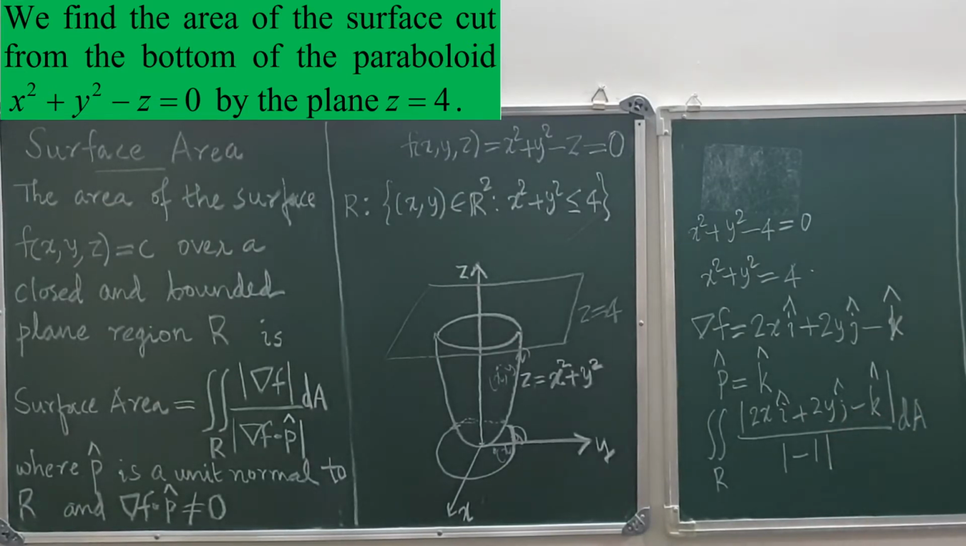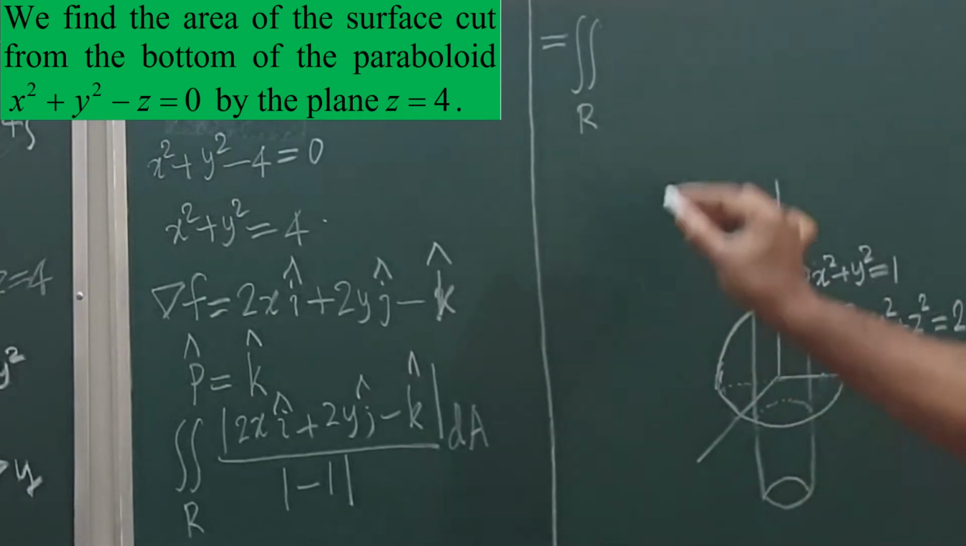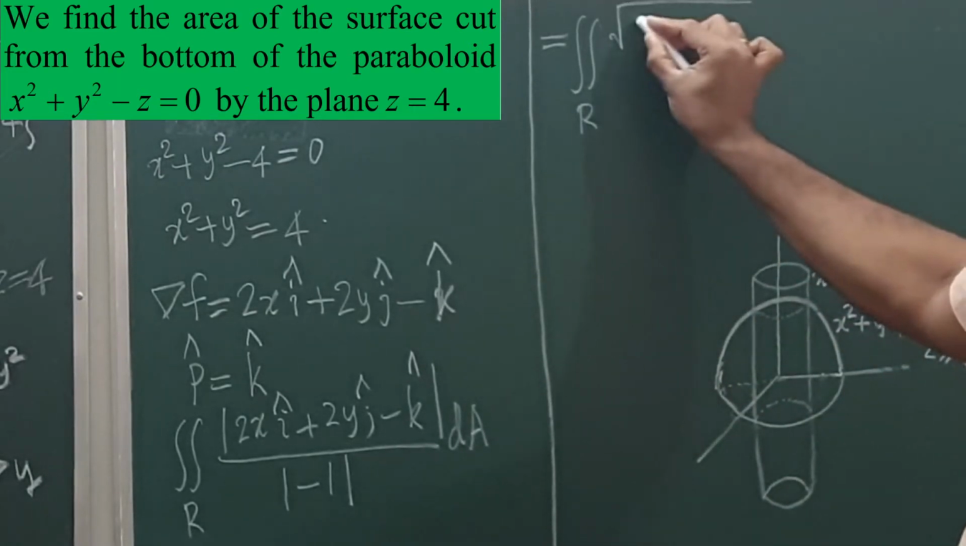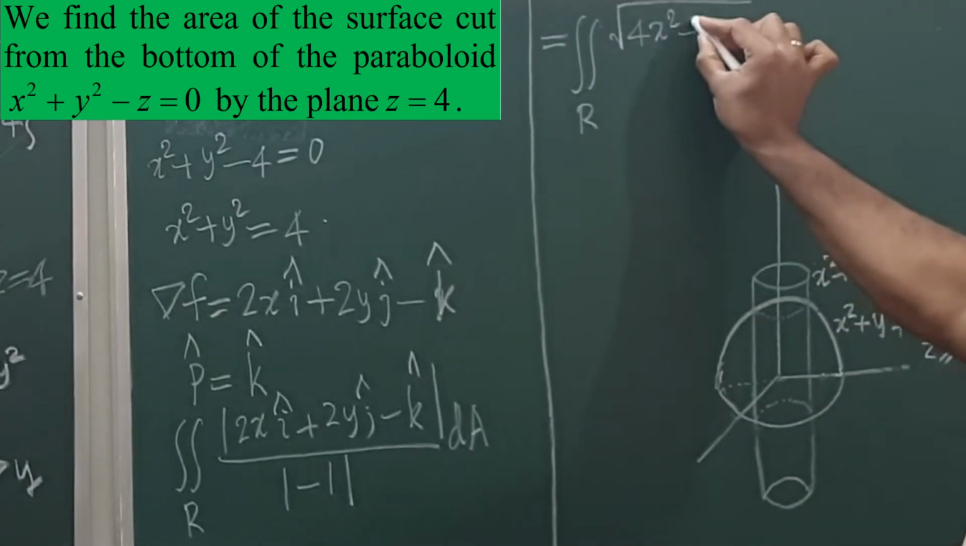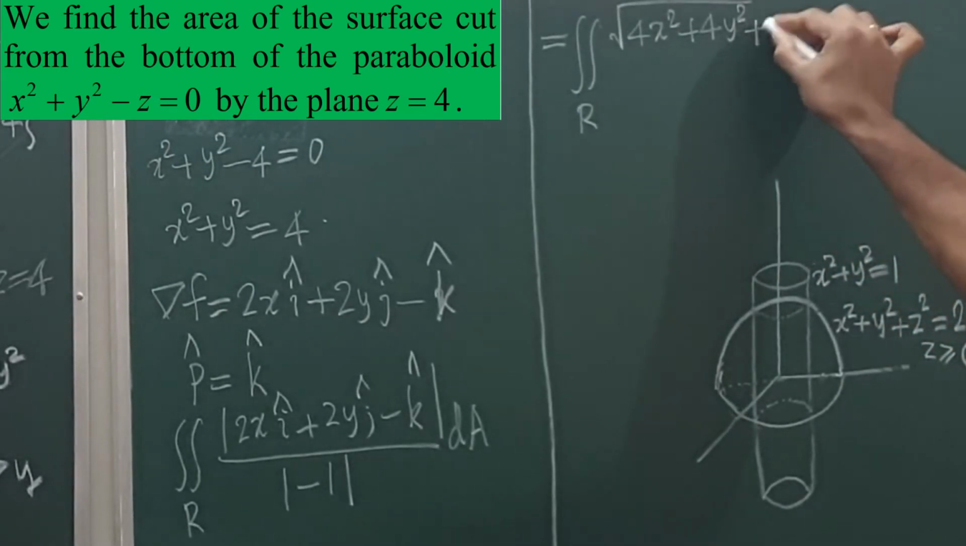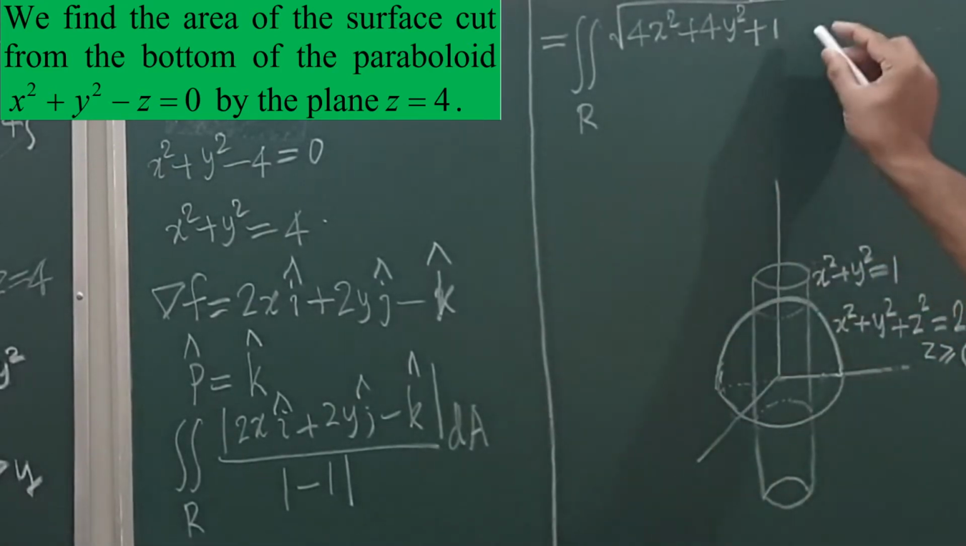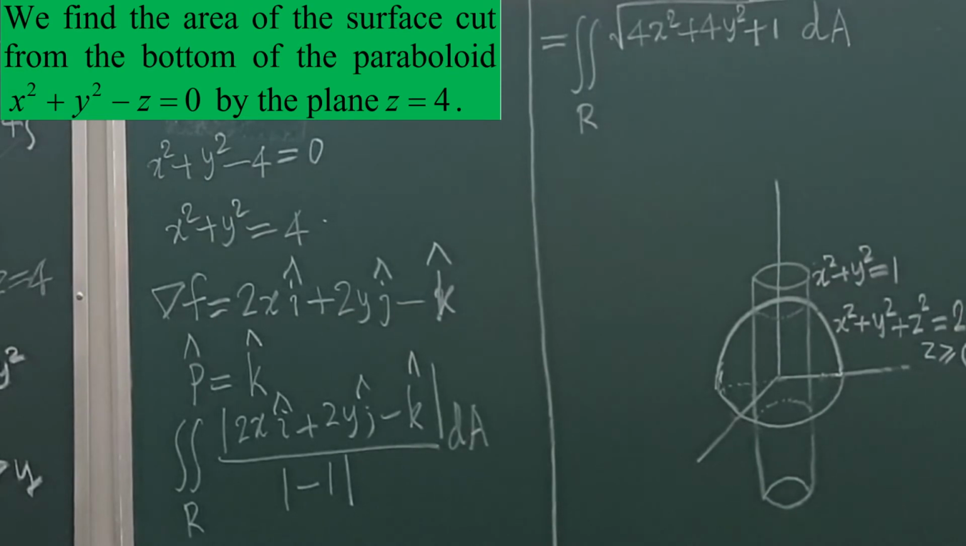Now what about this one? This is the square root of (2x) whole square plus (2y) whole square plus (negative 1) whole square. So this is equal to the double integral over R of the square root of 4x square plus 4y square plus 1, divided by 1. So this is the double integral that we have to do.